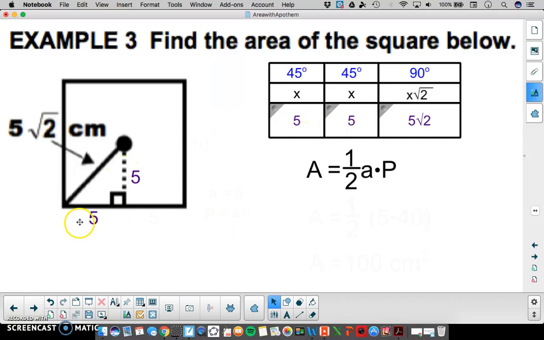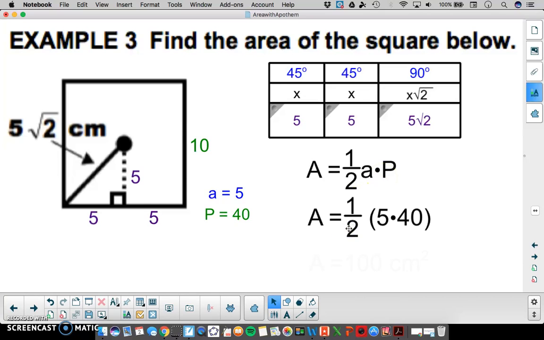So in our triangle, these will be 5. Because the apothem cuts the side in half, this will also be 5. Therefore, our side lengths will be 10. Now we know our apothem is 5 units. Since we know our side lengths are 10, we know our perimeter will be 40 units. And we can plug those values in for our apothem and perimeter to find the area. So we'll have 1/2 times 5 times 40, which gives us 100 square centimeters.